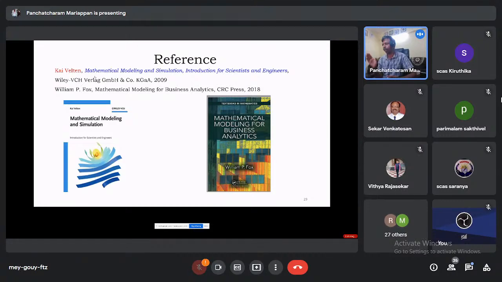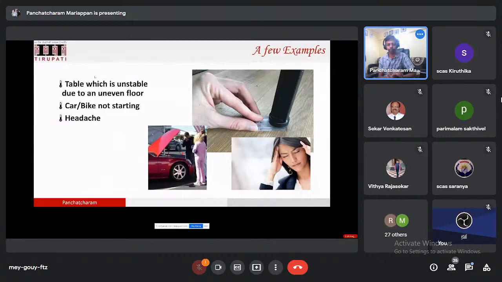So let us take a simple thing. Suppose there is a table sitting on an uneven or unstable floor. I will give three situations, and you can tell me what you will do. Then I will tell you how to develop the model. Situation number one is that one. Second situation: suppose you are going on a Coimbatore highway, Coimbatore to Palakkad or Coimbatore to Madurai, in a car or bike, and suddenly it is not starting. This is situation number two. Situation number three is you have a headache. In these three situations, how will you react? You can tell me.